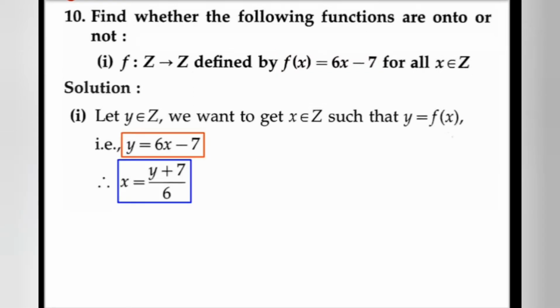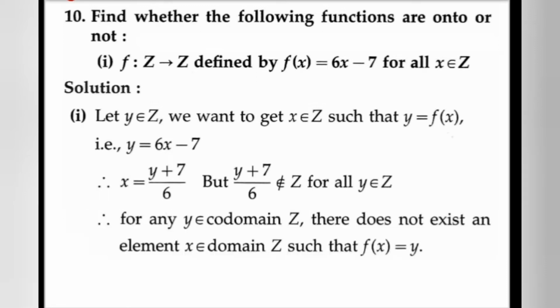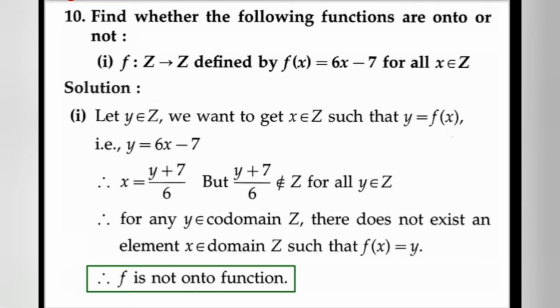So x = (y + 7)/6. But (y + 7)/6 does not belong to Z for all y belonging to Z. Therefore, for any y belonging to codomain Z, there does not exist an element x belonging to domain Z such that f(x) = y. Therefore, f is not an onto function.